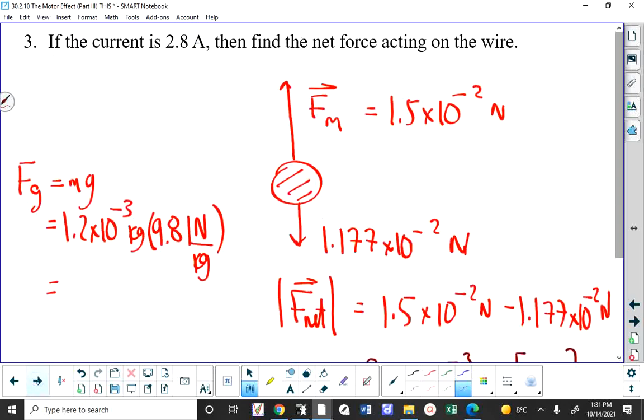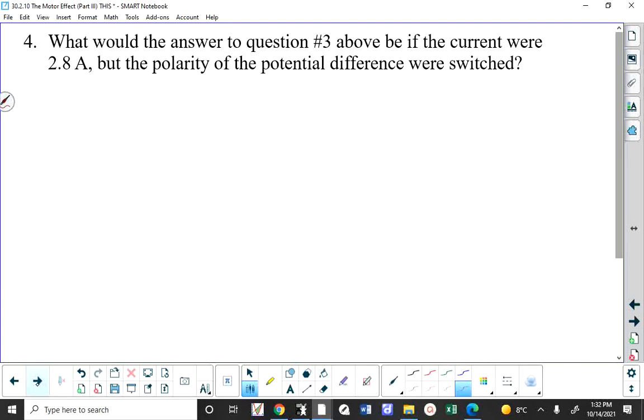Number 3. We just did number 3. Number 4. What would the answer to question 3 above be if I switched the potential difference? Not necessarily interested in an answer, but how would that change the situation if I switched the orientation of the potential difference?